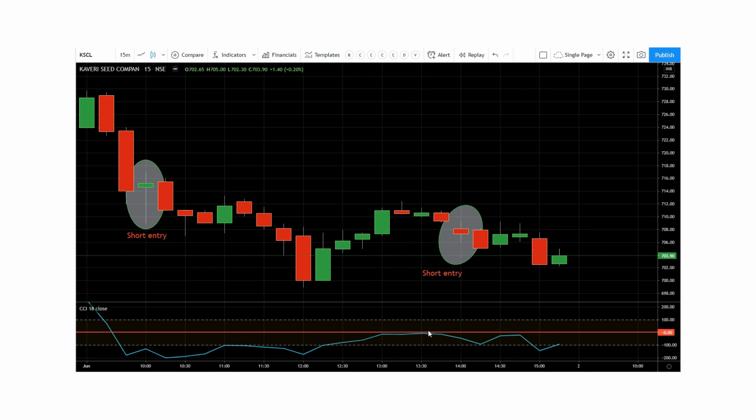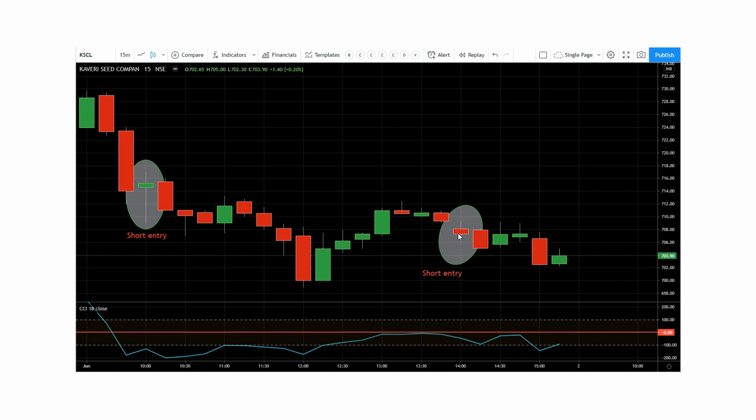Zero line will work as a good resistance. The same is happening here, right? So when the retracement was happening, the CCI line was approaching the zero line. In the consolidation phase, it was below the zero line and it was quite straight. And then again, it started falling from the zero line. Okay, so the moment it started falling, that is the point where you go short.